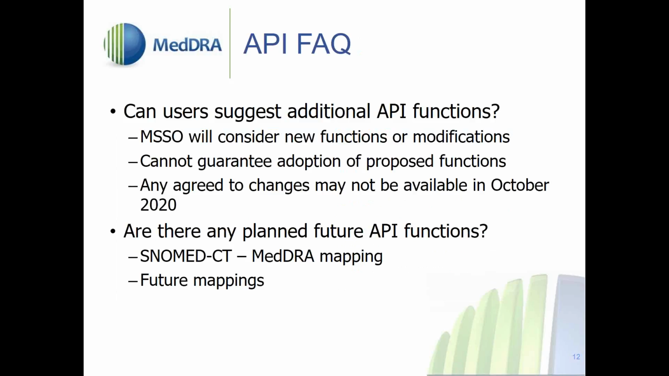Once that mapping becomes final, which is expected towards the end of this year, we will then begin to develop an API focused on that mapping. And then as future mappings are developed, we would also provide APIs for those.